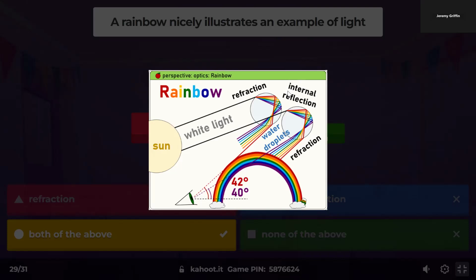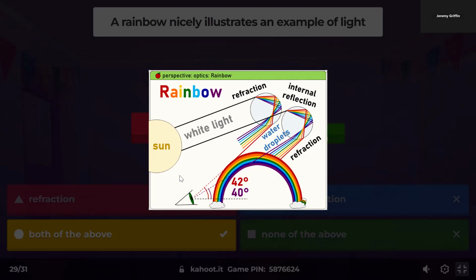That's internal reflection. You guys remember total internal reflection? And then it could refract again. And then if you follow the red light, it's coming in at this angle at 42 degrees. And if you follow a violet light, it's coming at this angle at 40 degrees. Here's the observer.